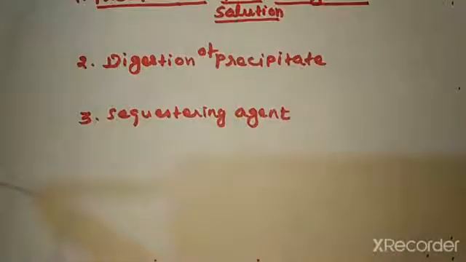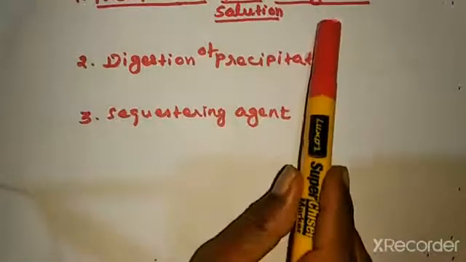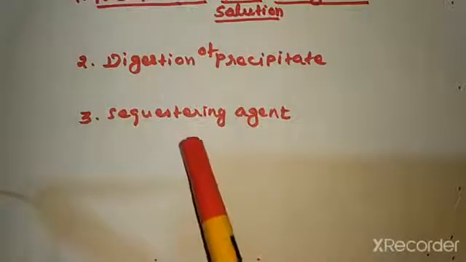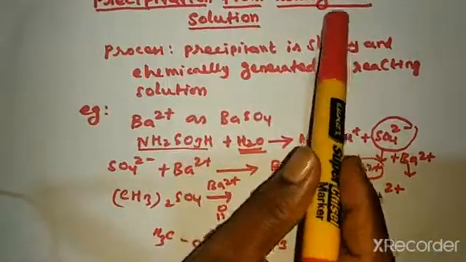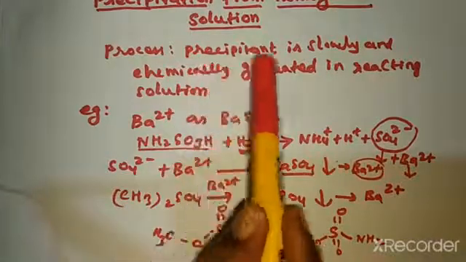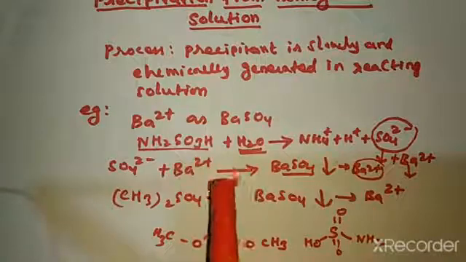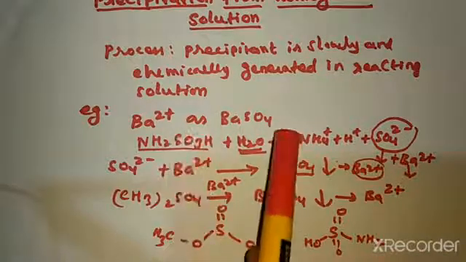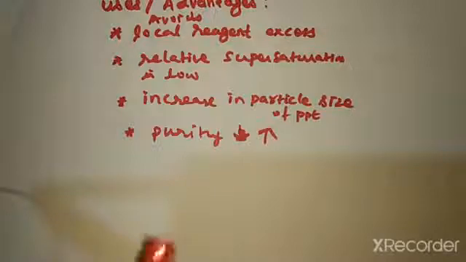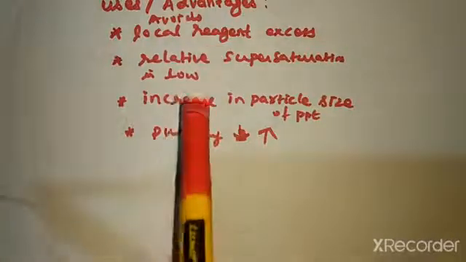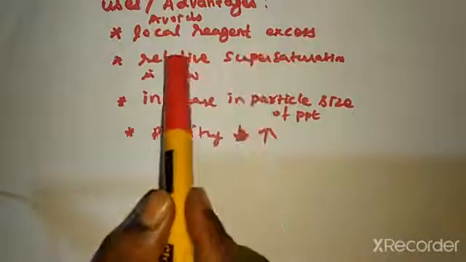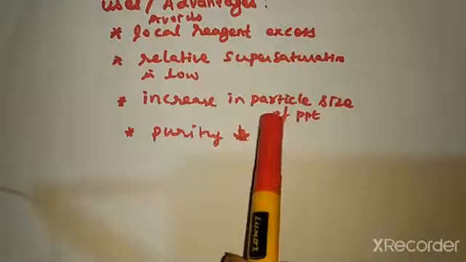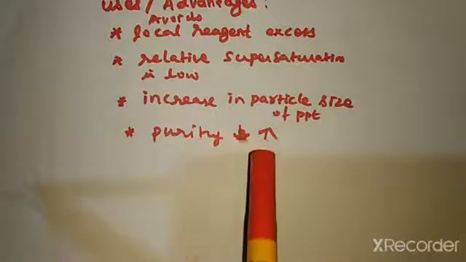In this class, so far we have discussed precipitation from homogeneous solution, digestion of precipitate, and sequestering agent. We have discussed one by one how we do the precipitation from homogeneous solution, and we explained it with an example, that is barium as barium sulfate. And then we have discussed the uses of precipitation from homogeneous solution: it avoids local reagent excess, supersaturation will be low, and it increases the particle size, and therefore it increases the purity of the precipitate.